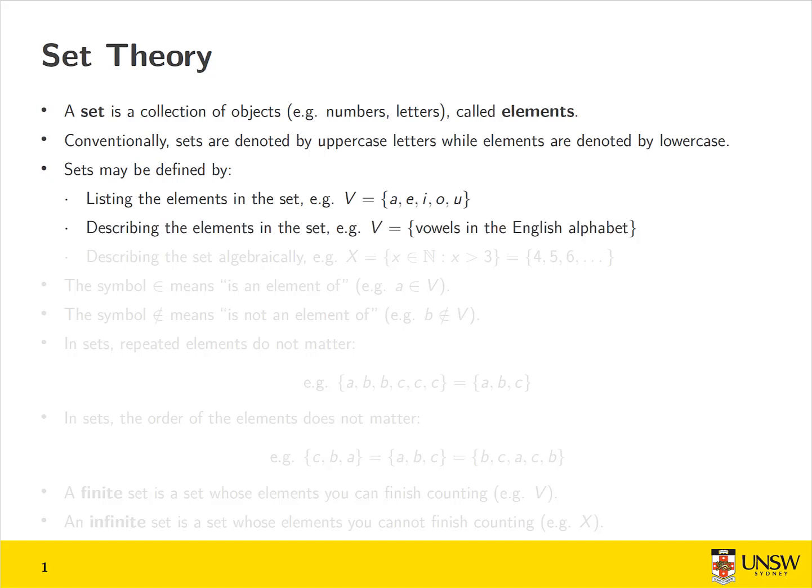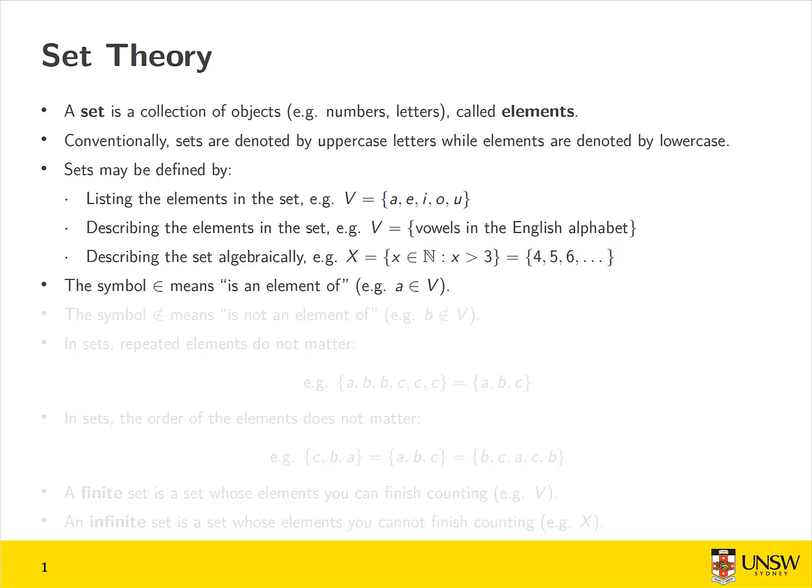Instead of listing elements within these braces, we can also describe all the elements of the set in words. For example, the set V could also be written as the set of letters which are vowels in English. Especially when describing sets of numbers, we can also define the elements algebraically. The example here says that X is the set of all natural numbers with the property that they are greater than 3. This stylized epsilon symbol stands for the phrase "is an element of."